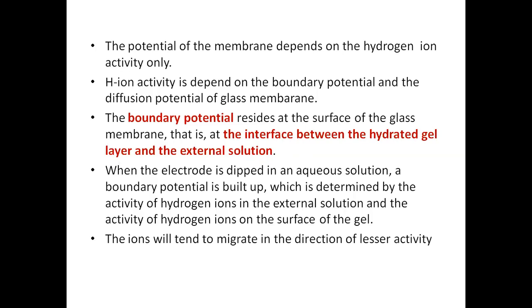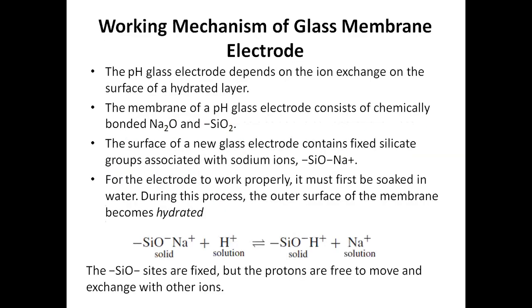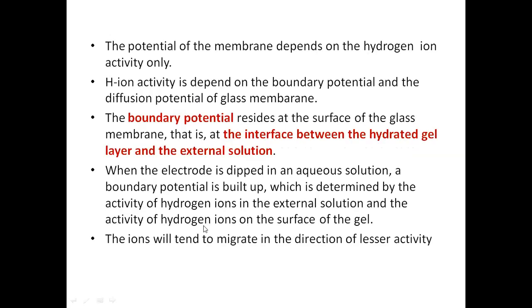In short, if we submerge our pH electrode into the sample solution, on the outer surface there is one hydrated gel. What is our hydrated gel? Our hydrated gel is this SiOH. Okay, and the external solution. So if these two create some kind of potential, that is called boundary potential. If you have any doubt, please write it down in the comment. I will give an answer promptly.